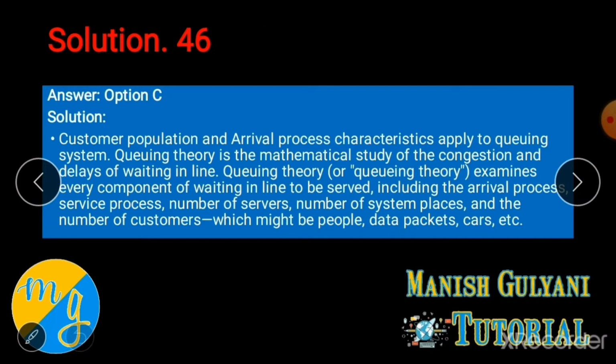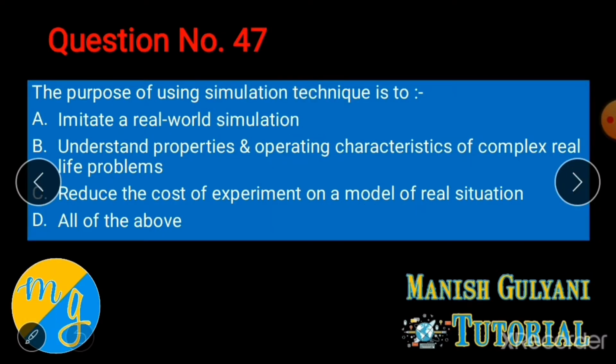Reason being, under queuing theory, you estimate the arrival process, and you estimate the customer population, whether your population is finite or infinite, plus the pattern of their arrival. Also you find the successive time between two customers. So you identify the arrival process. So option C is the correct option, because you identify both things, arrival process as well as customer population.